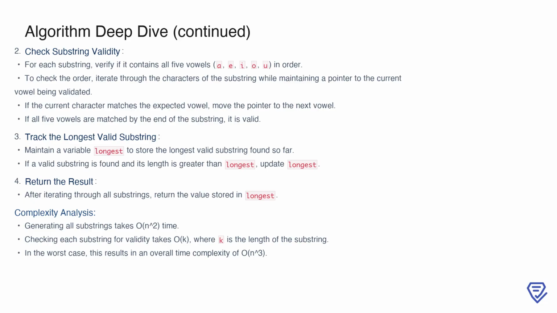Now, to find the longest valid substring, we maintain a variable called longest. Each time we identify a valid substring, we compare its length to the length of the current longest substring. If it is longer, we update longest. Finally, after checking all substrings, we return the value stored in longest. However, this method is computationally expensive. Generating all substrings requires n squared time, and verifying each substring might take k, where k is the length of the substring. In the worst case, this results in an overall time complexity of n cubed.